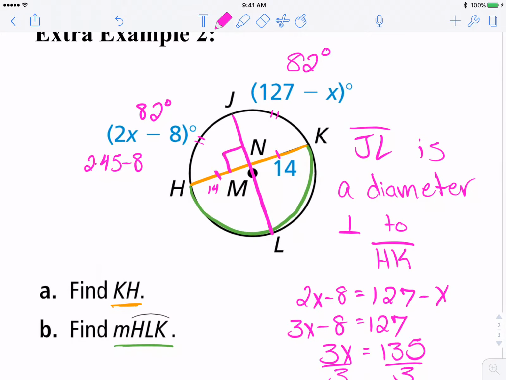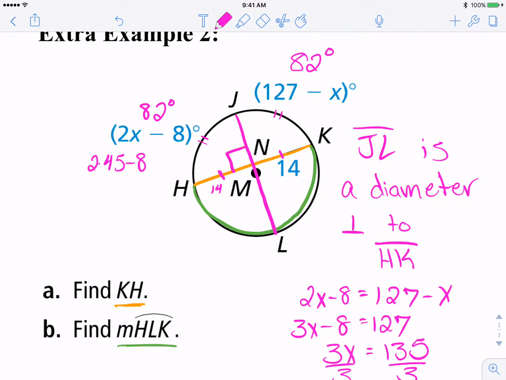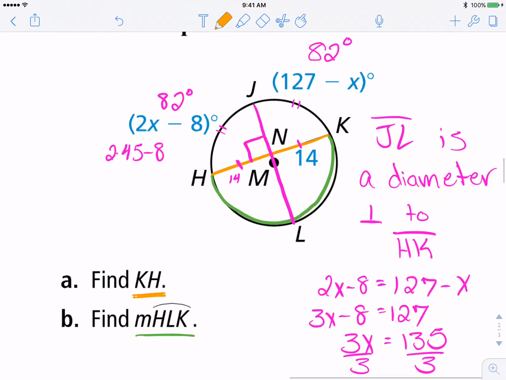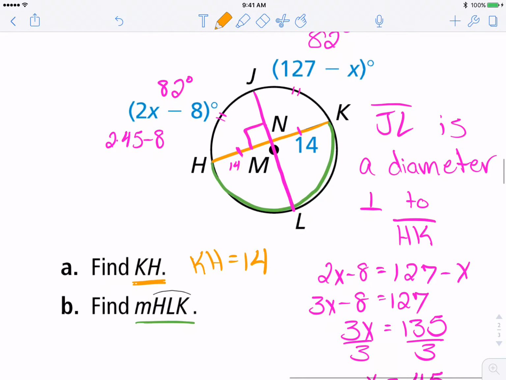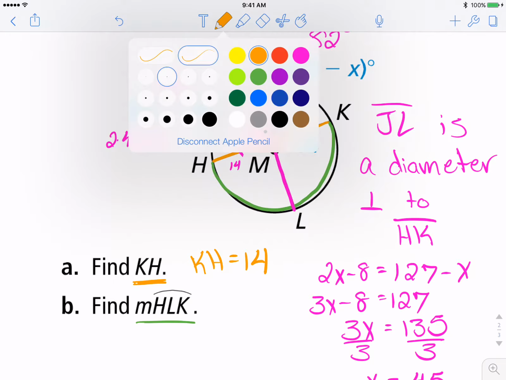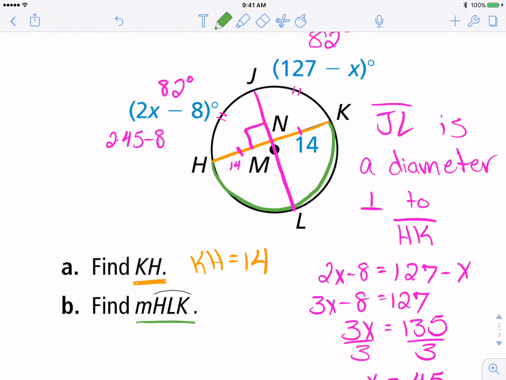All right, so now let's figure out what we are looking for. Again, we're looking for that KH there in orange. K to H, well, 14 and 14, oh, we can just say KH because it's talking about the measure. KH then is 14. Now we're trying to find the measure of the green. So if we look at that green, that's that arc measure all the way around right there. So we're looking for that arc.